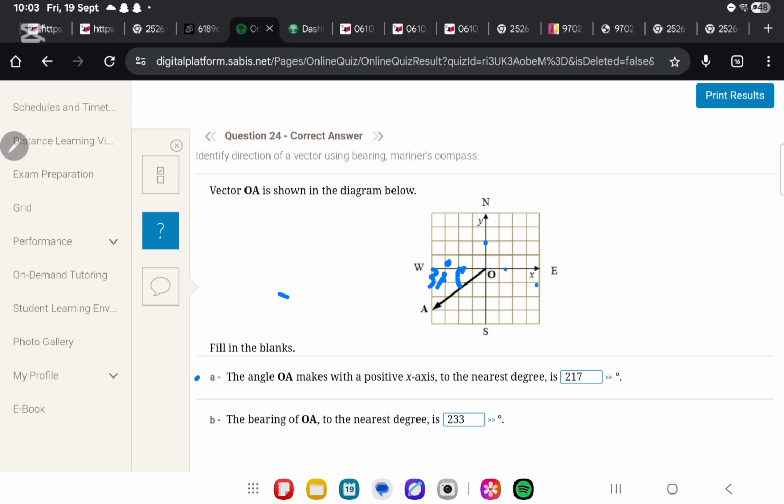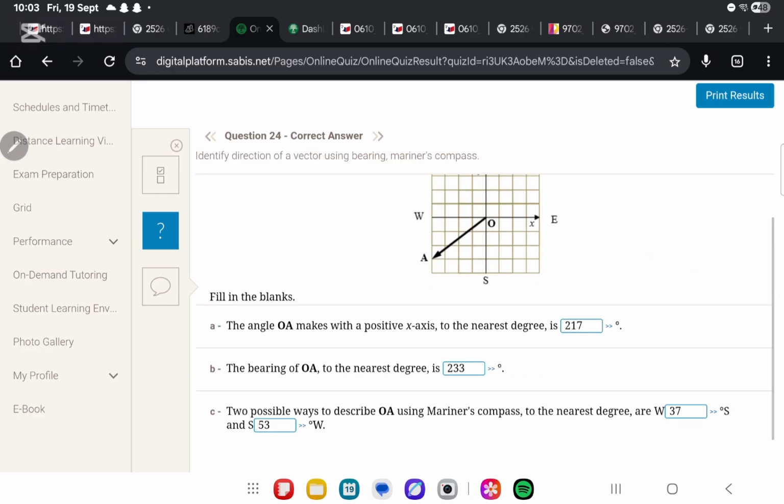Now, the bearing starts from the positive y-axis and goes clockwise. So, let's count. So here's 90, 180. It's 180 plus whatever this angle here is. So we can find this angle, right? What's 90 minus 37? 53. So it's gonna be 90, 180, and then 180 plus 53, which gives me 233 degrees, and that's the bearing of my vector.